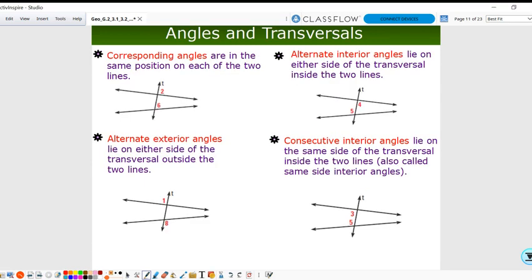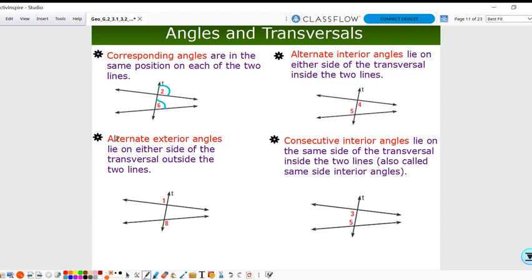Angles and transversals, there's some relationships that occur there. You can have corresponding angles. Corresponding angles are going to be in the same position on each of the two lines. So if we look at angle 2 here, it's sitting on top of the line and to the right of the transversal. Angle 6 is also sitting on top of the line and to the right of the transversal.